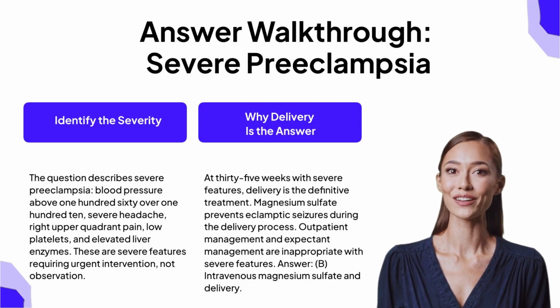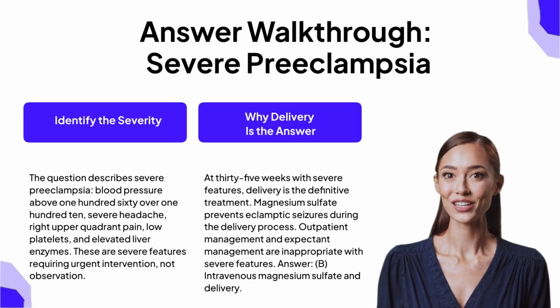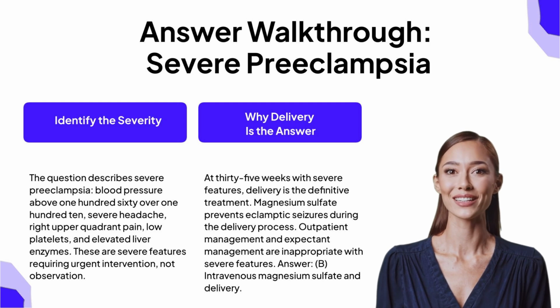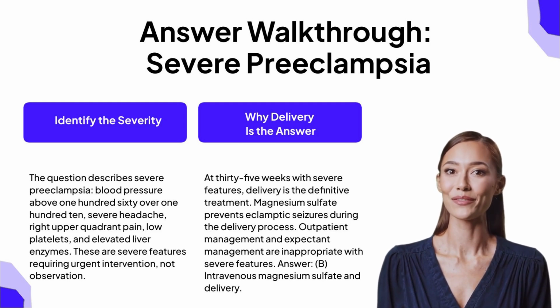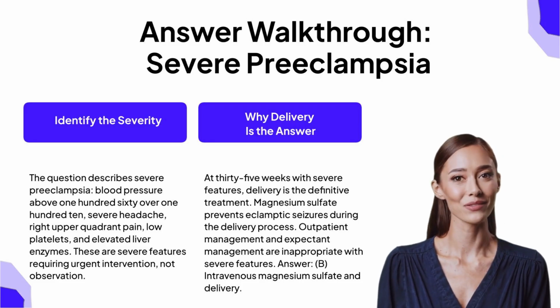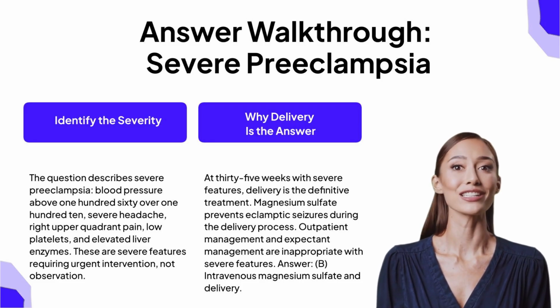Outpatient follow-up is never appropriate with severe features. Expectant management to 37 weeks is only considered in the absence of severe features and under very close monitoring. The correct answer is B, intravenous magnesium sulfate and delivery.